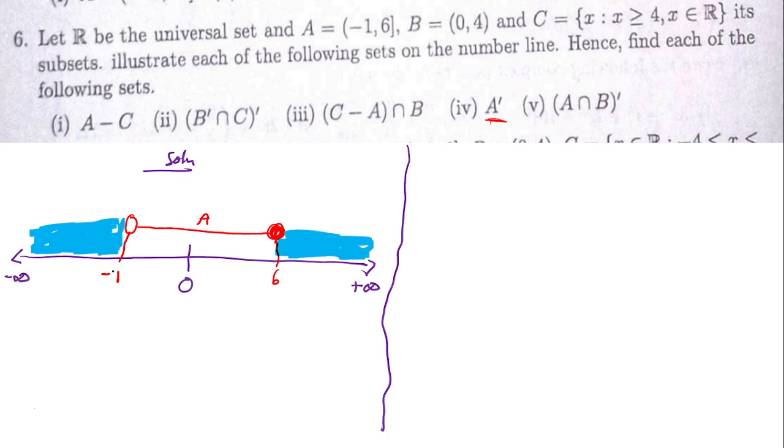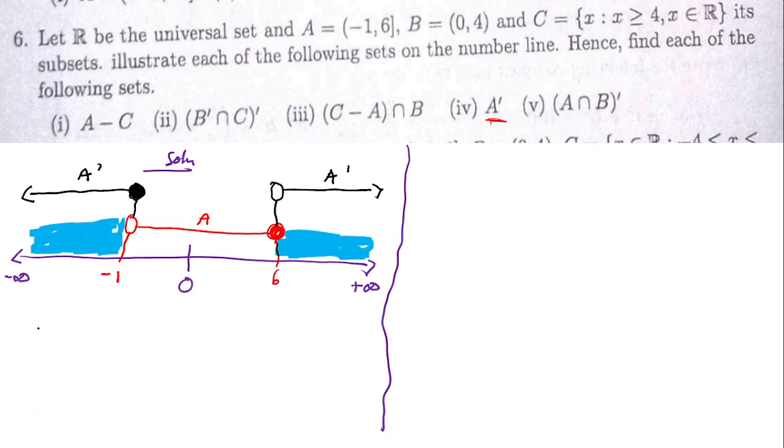So if you look at -1, it is not part of set A, so that means it is part of A complement. So you go like that. Then if you look at 6, it is part of A, so it's not part of A complement. So it will go like that. So this side is A complement. This side is also A complement.